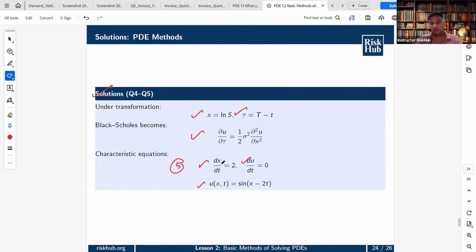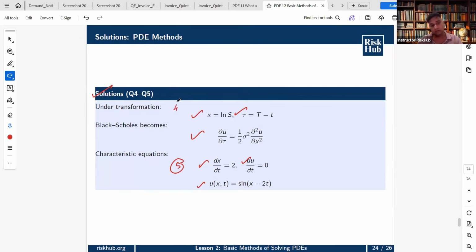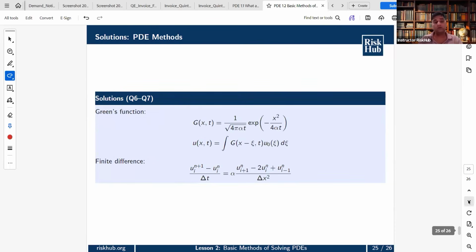Okay. So please understand, two questions are given here, right? In fact, here also, this was question number 3. This was question number 2, then question number 3. And here also, this was question number 4, discussion in question number 5. Okay. Then we get into the solution for question number 6 and 7.